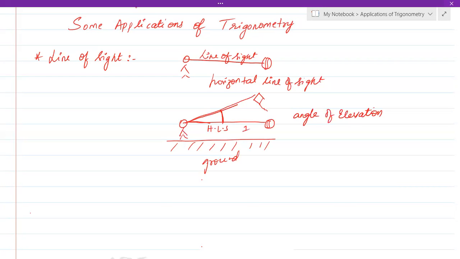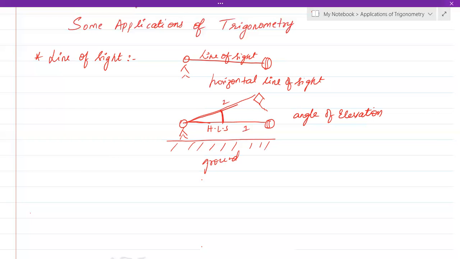Let's say line 1 is the horizontal line of sight, obtained by drawing from the eye of the person to the ball. Now let's say line 2 is the line obtained by drawing from the eye of the person to the kite. The angle between them is known as the angle of elevation. And remember, line 1 will be parallel to the ground, because he is neither bending nor lifting his neck. Therefore, that line of sight is known as horizontal line of sight.